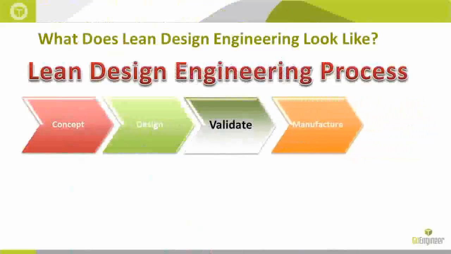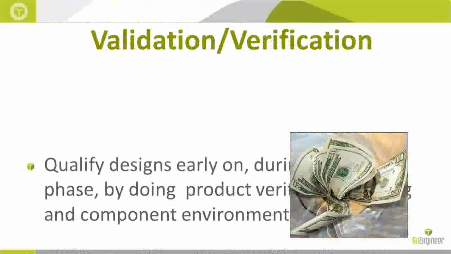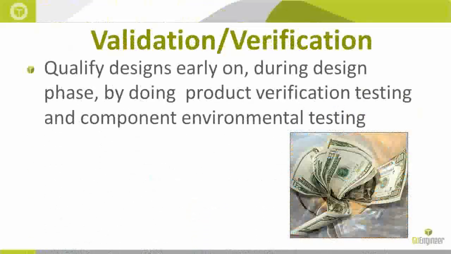Now, what does a lean design engineering process look like? Well, we try to converge the prototyping and test phase into what I like to call a validation stage. Now, you may be asking, what does validate mean? Validation can mean a lot of things to a lot of people, but it's really qualifying the designs early on, bumping that proof of concept up into the design phase so we create a conceptual model and integrate design and validation at the stage after concept so that we can refine from the beginning.